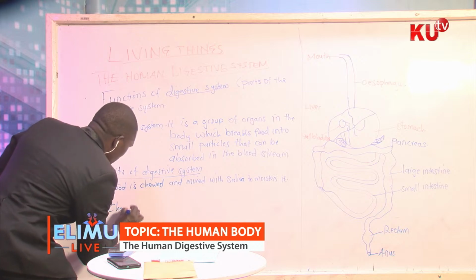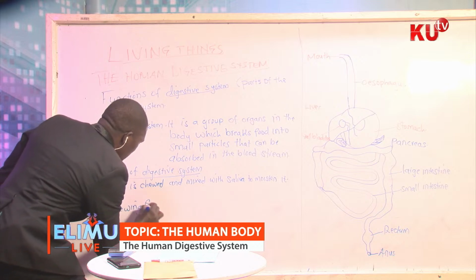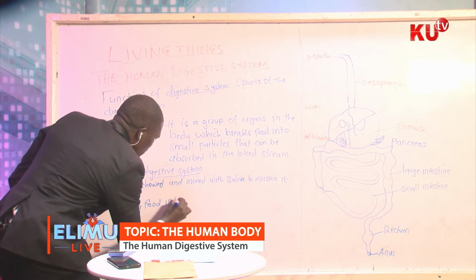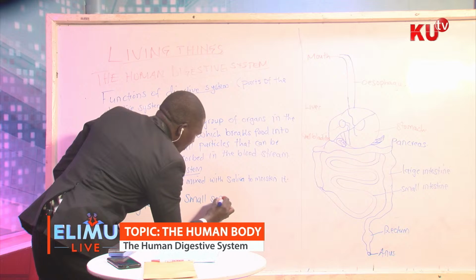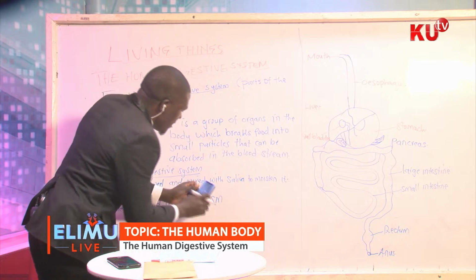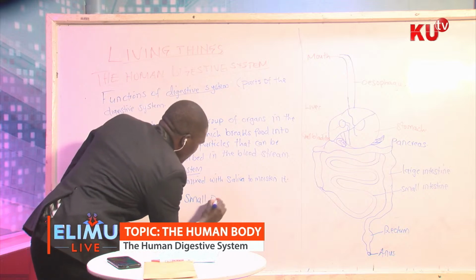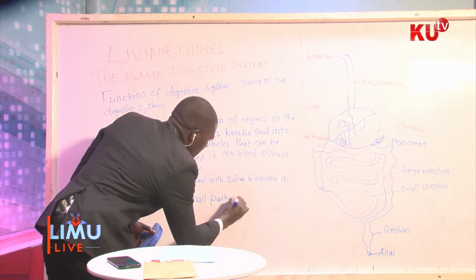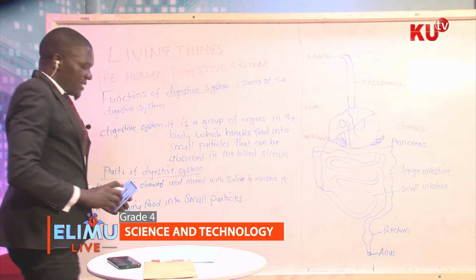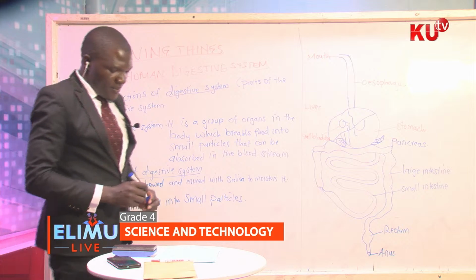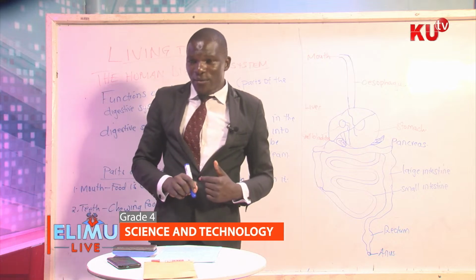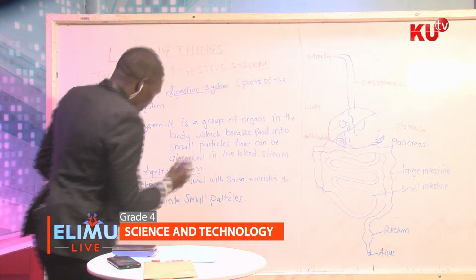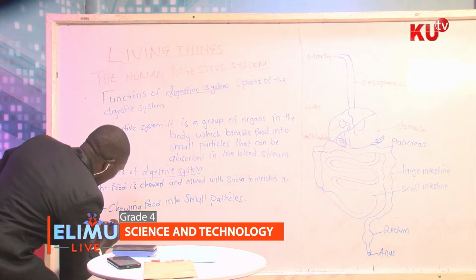Chewing food into small particles. That is number 2. And we also have the tongue in the mouth. We are still in the mouth. We also have the tongue.